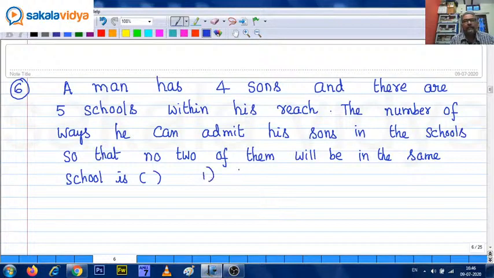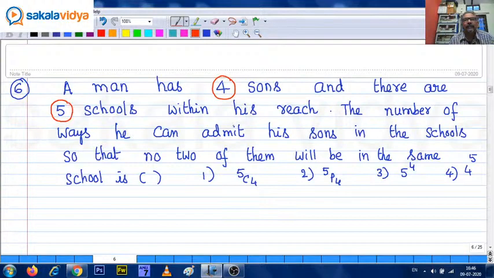First option 5C4, second option 5P4, third option 5 to the power of 4, fourth option 4 to the power of 5. Okay. So that means a man has 4 sons. There are 5 schools within reach. The number of ways he can admit his sons in the schools so that no 2 of them will be in the same school. That means without repetition.